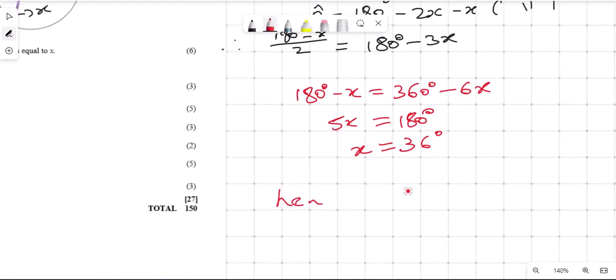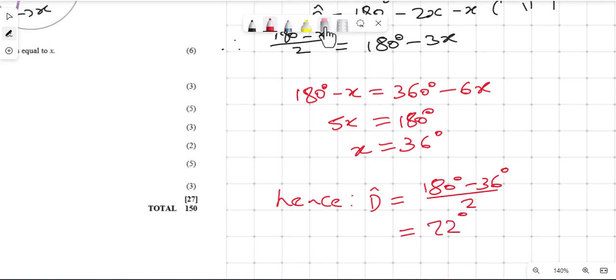Therefore, we go to angle D. Hence, angle D is equal to 180 degrees minus x, which is 36 degrees. Is that correct? Yes. Divide by 2. What do you get? 72. Is this what we're looking for? Yes.